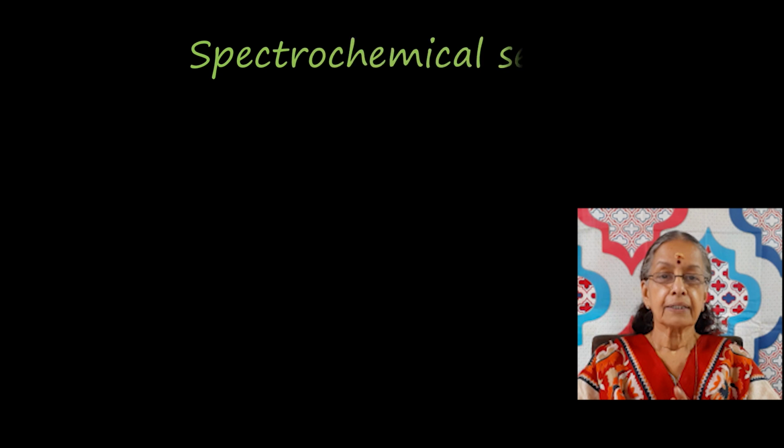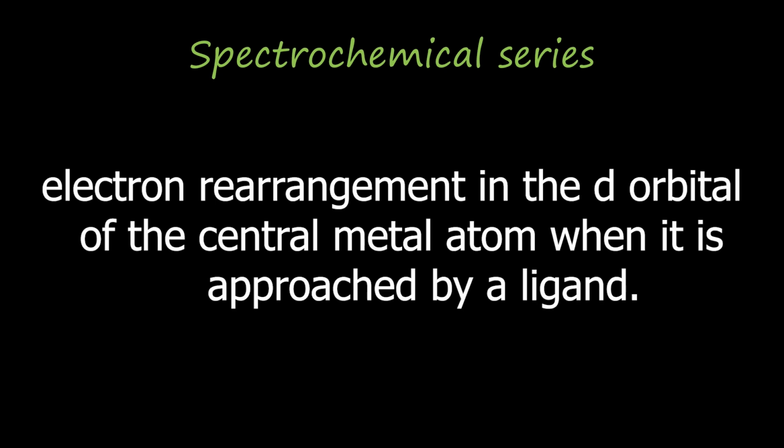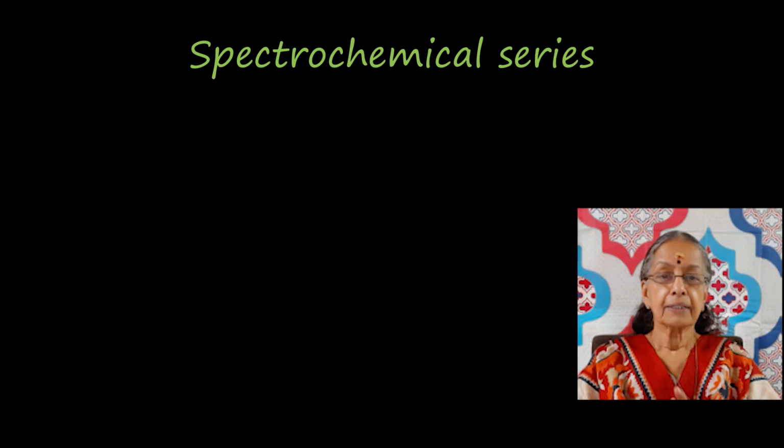Here we will be discussing the spectrochemical series and then we will proceed to understand how the electrons in the d orbital of the central metal atom of coordination complexes get rearranged when it is approached by ligands. Please watch the video completely so that you get everything connected with crystal field theory clear.